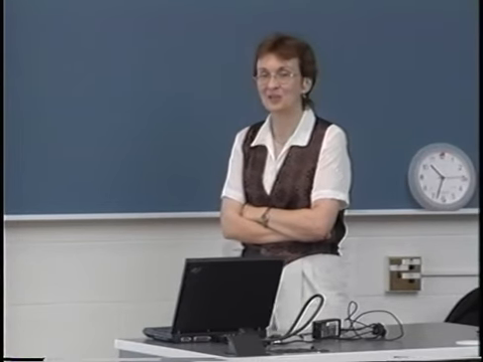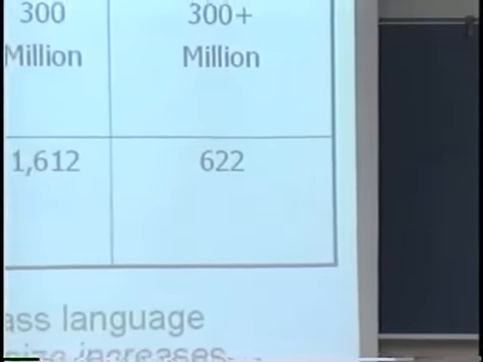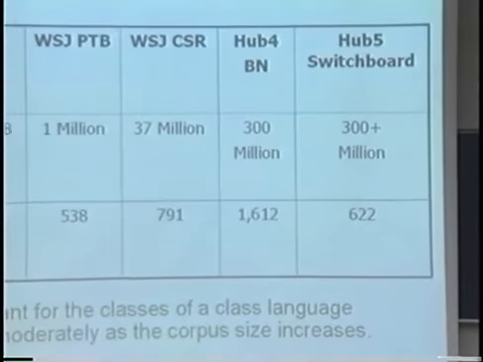Now, when we do this, we are very careful to make sure that we add things effectively. We are looking for distributional characteristics of objects and so on, because none of the Penn Tree Bank is marked up for things like subcategorization. So there are some tricks that we use to pull out those lexical features because they aren't really there in the Penn Tree Bank. Move up to Hub 4, 300 million, 1,612, and then to Hub 5 Switchboard, which is 300 plus million, 622.